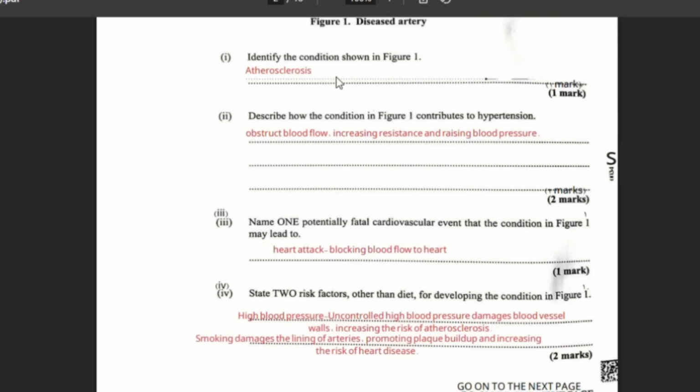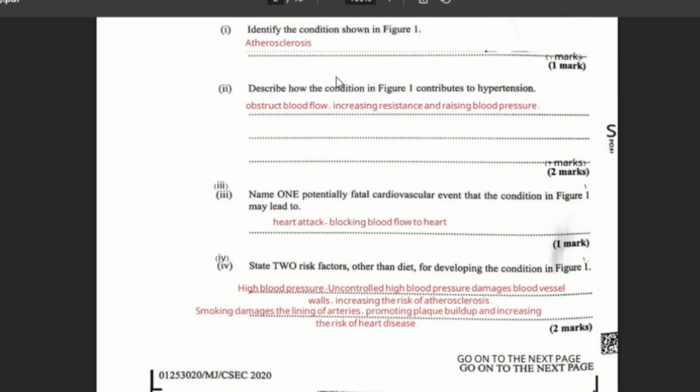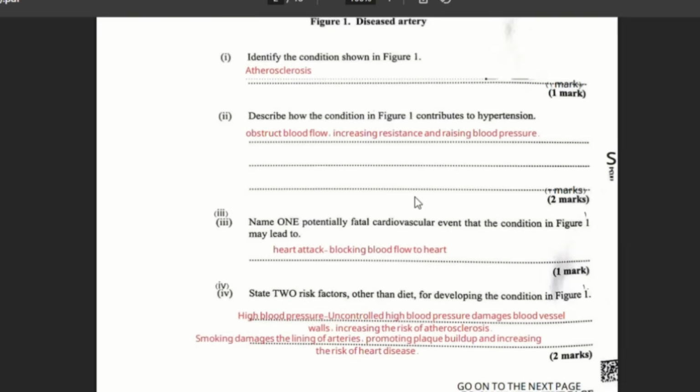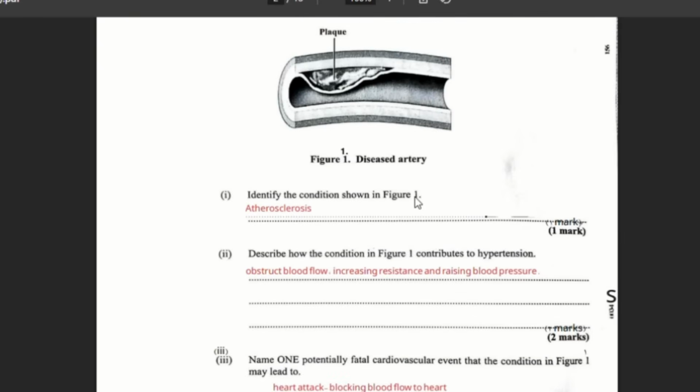Alright, the next question says, name one potentially fatal cardiovascular event that the condition in figure 1 may lead to. So the very first one can be a heart attack. How do we know that it's a heart attack? It's the most obvious one. First, the question says cardio. When you hear the word cardio, you know it has to do with the heart. And if we go back to the arteries, we know that arteries bring blood away from the heart, right? So it's a blood vessel.